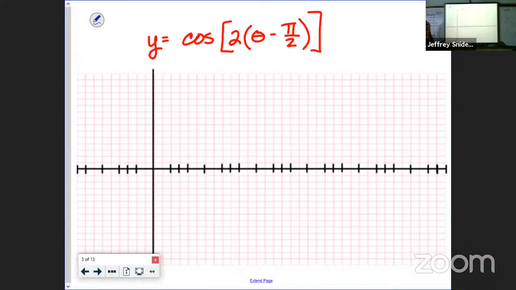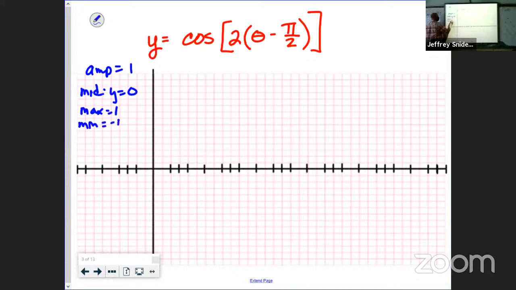All right. Let's go ahead and take what we got here. So on this one, the amplitude is what? 1. So I'm just going to say the amplitude is 1. What's the midline on this one? The midline is y equals 0, right? So that means my max and my min are just going to be 1 and -1. I'm just writing those down, okay?